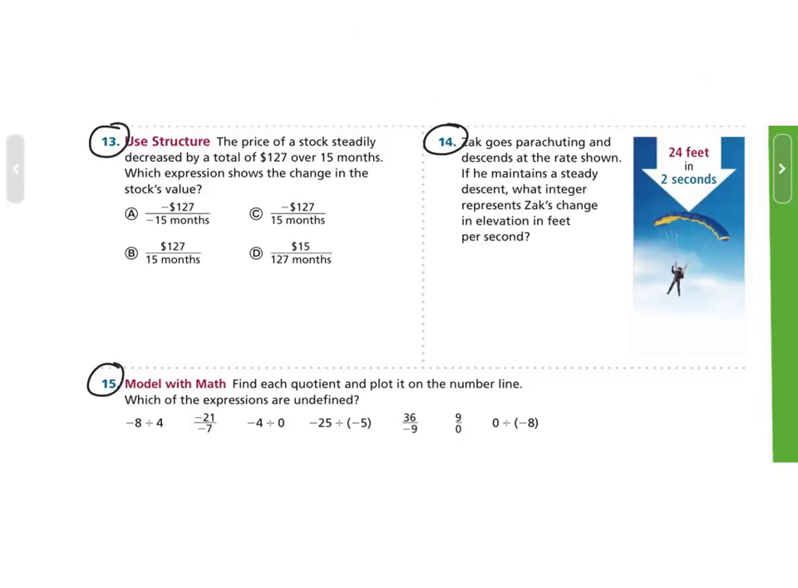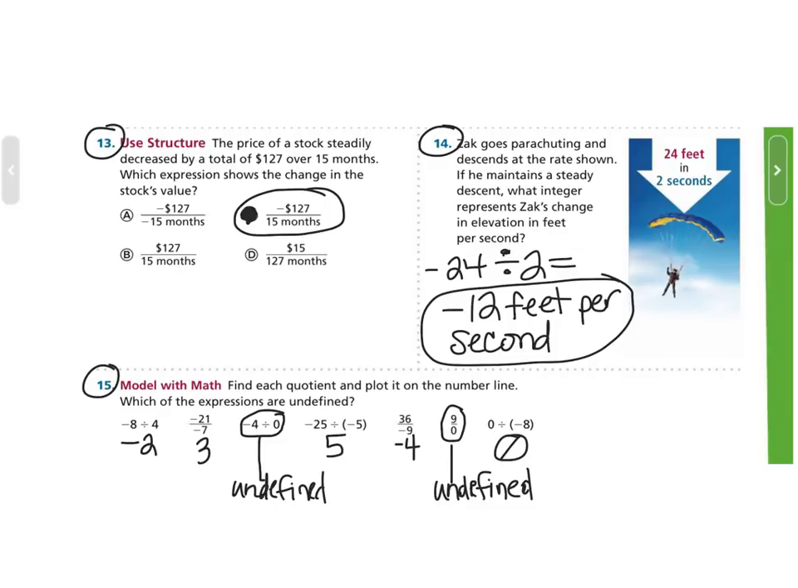Now we're on to 13, 14, and 15. Try these questions and come back and check your answer. Go ahead and check your answers to 13, 14, and 15. Although I don't have the number line to show you on number 15, you can see where those integers are located, and you can plot those points on the number line. There are two problems there that are undefined. Remember, you cannot divide by 0. So -4 divided by 0 and 9 divided by 0 are both undefined.